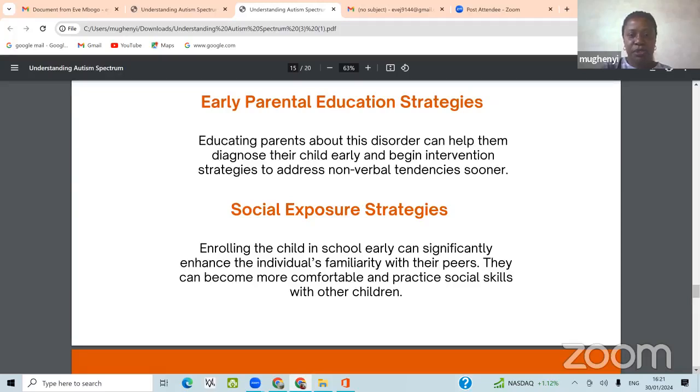Also, social exposure strategies. Enrolling a child in school early can significantly enhance their familiarity with their peers. In school, they play, they interact, they see that other peers are responding to teachers, they see how they respond, so they learn. Even at home, they are learning.